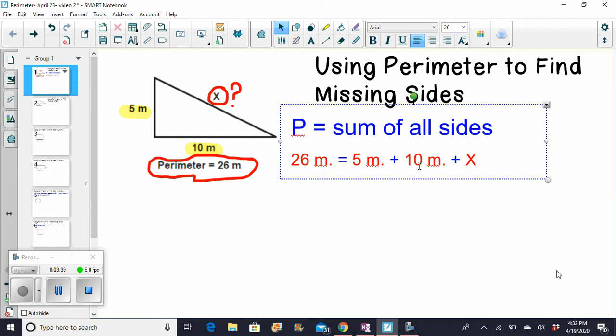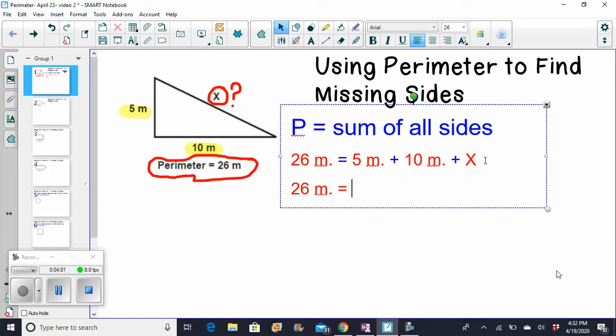So check this out. Now I have an addition number sentence. 26 meters equals 5 meters plus 10 meters plus X. Okay, I'm going to simplify this a little bit. I'm going to combine the 2 addends that I already know. So now I'm going to say 26 meters equals 5 plus 10. 5 plus 10 is 15, you got it, 15 meters plus X, that missing value. 26 equals 15 plus X.